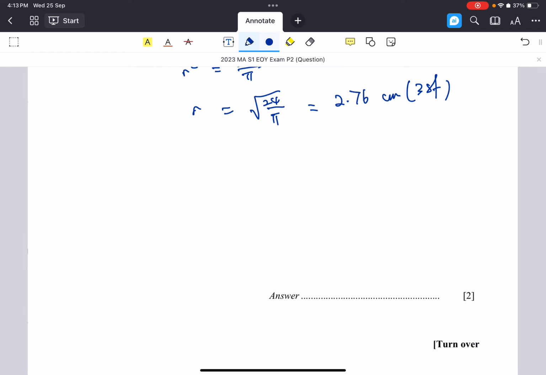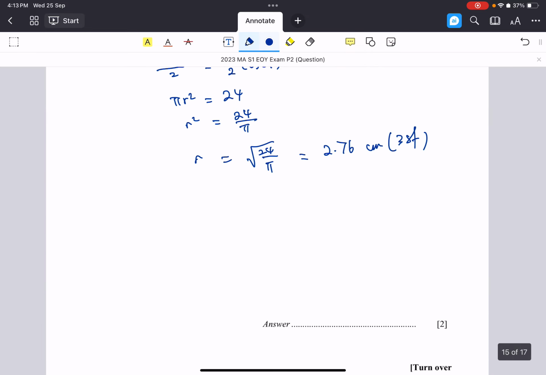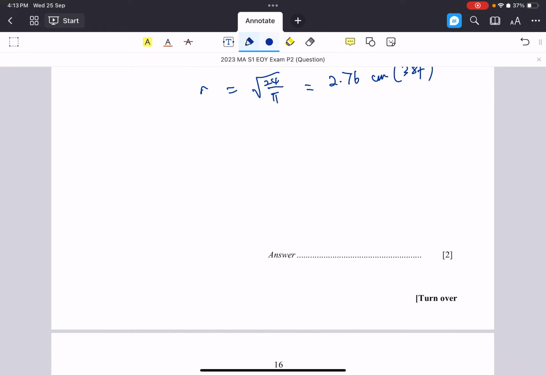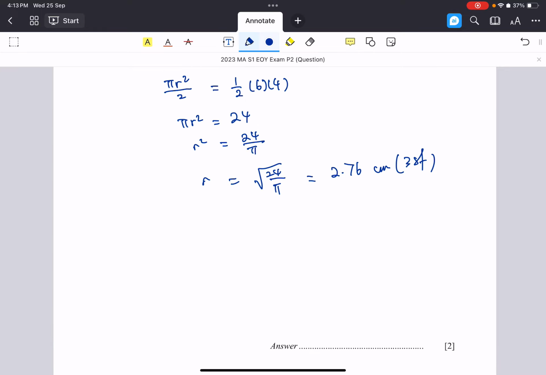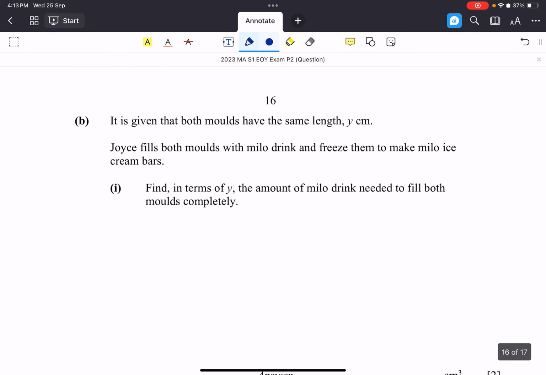So now what happened is Joyce feels, did I miss a section? Okay, yeah, I missed a section. Yeah, okay, now let's continue reading. It's given that both molds have the same length y, right? Then after that fill both of them with Milo drink and freeze to make Milo ice cream bar. So find in terms of y the amount of Milo drink needed to fill both the mold completely.